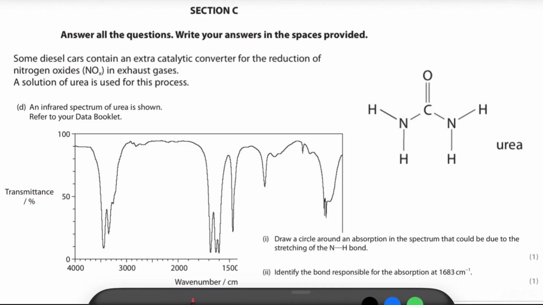The question says, draw a circle around the absorption in the spectrum that could be due to the stretching of an N-H bond. Just keep in mind, you cannot solve this type of question without using the data booklet. So it has to be given to you, or the data itself could be provided within the paper. Let's just go and see the data.